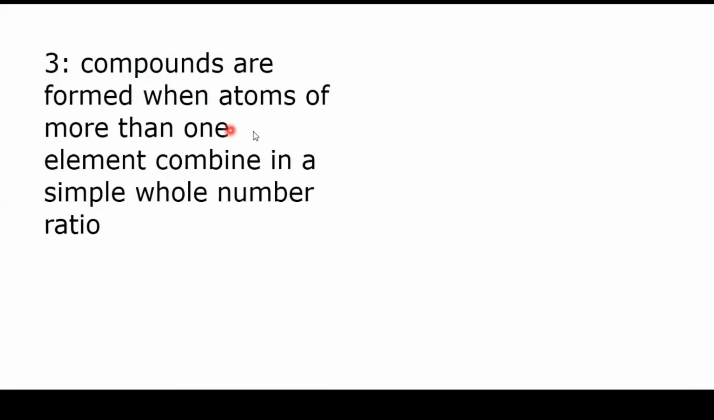How are compounds formed? In this one he's telling us how compounds are formed. As you all know, compounds are formed when atoms of more than one element combine in a simple whole number ratio. They are formed by combining more than one element together in a whole number ratio.